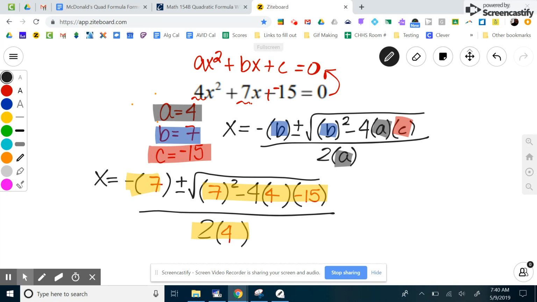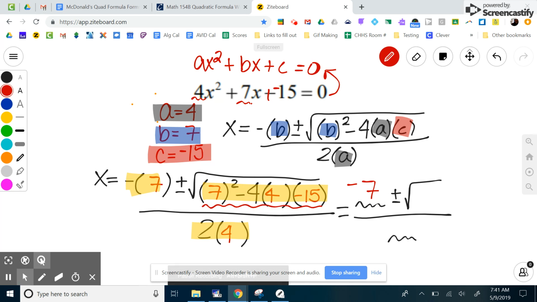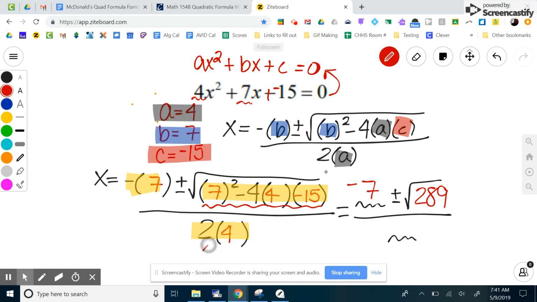Our standard number goes here, plus or minus square root over some number is there. So the opposite of 7 is negative 7. Now we've got to type this whole thing into our calculator, so go ahead and do that now. I got 289. Did you get the same thing? Now we've got to do 2 times 4 for the bottom, which is 8.